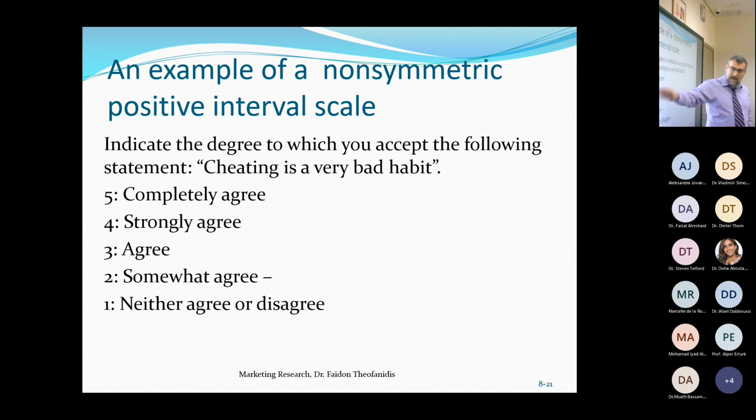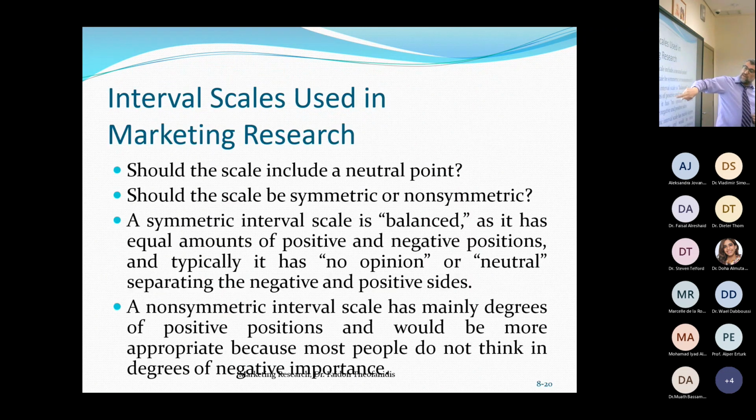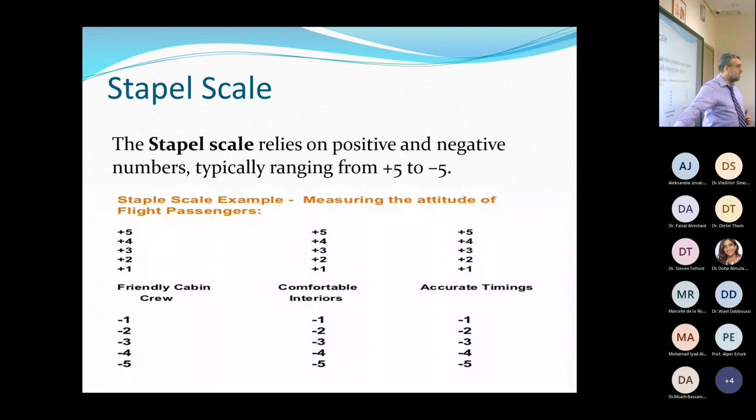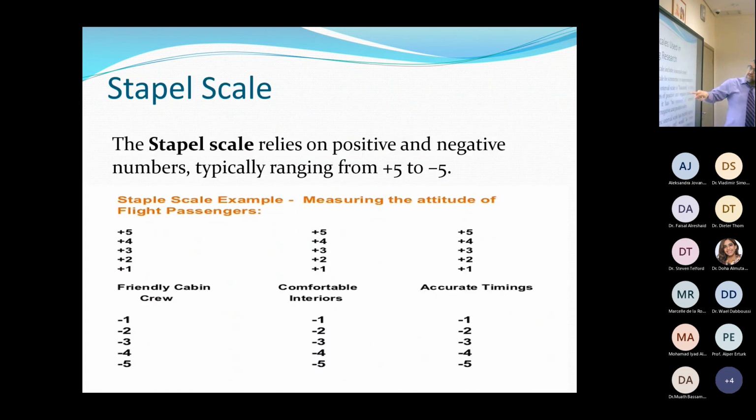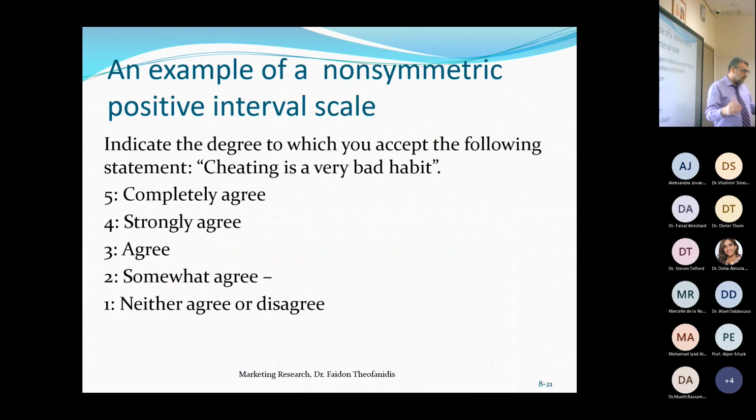So it is an interval scale of measurement, but not symmetric. You don't have equal points for the agreement and the disagreement. It is directed on the positive area of the agreement, so it's not symmetric. Not like the stuff I showed you previously. This one is a symmetric scale. This one is a symmetric scale. But that one here is not a symmetric scale, depending on the topic.